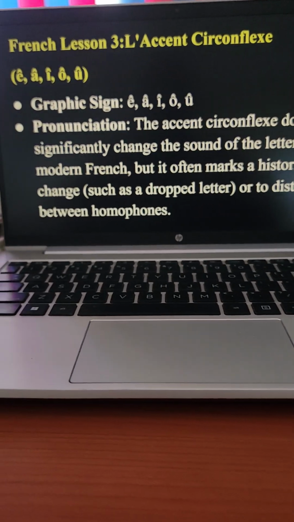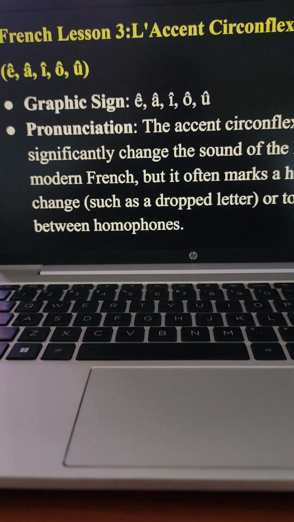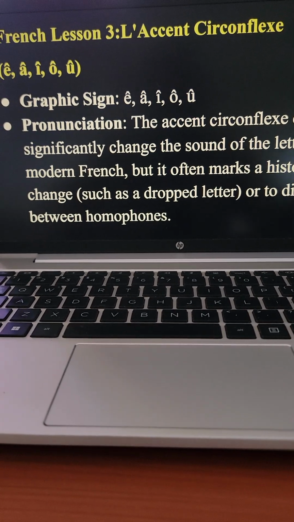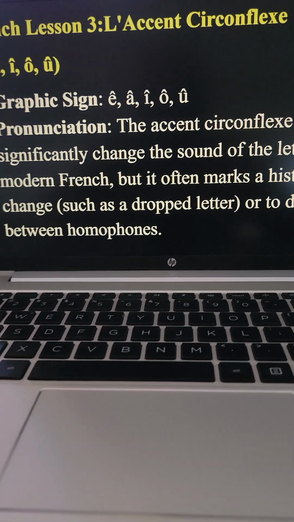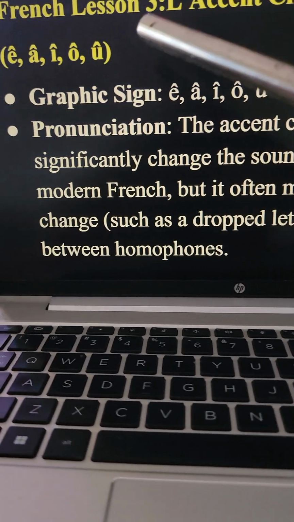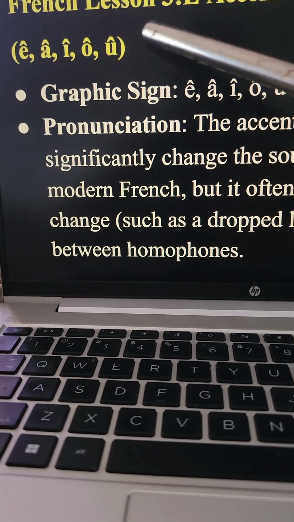I'm bringing the accent circonflexe, which is our lesson 3 for accents. The accent circonflexe is a combination of accent aigu and accent grave. So let's see how it looks. Let me zoom a little bit so that you can see what I'm talking about. It's called accent circonflexe. You can see accent circonflexe.